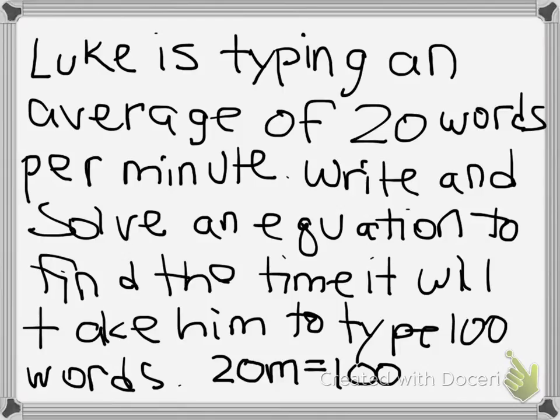And to solve 20m equals 100, we would need to divide both sides by 20, because 20m means 20 times m, so to cancel out the 20, we would need to do the opposite operation to both sides, which is divide by 20. So it would take him 5 minutes to type 100 words.